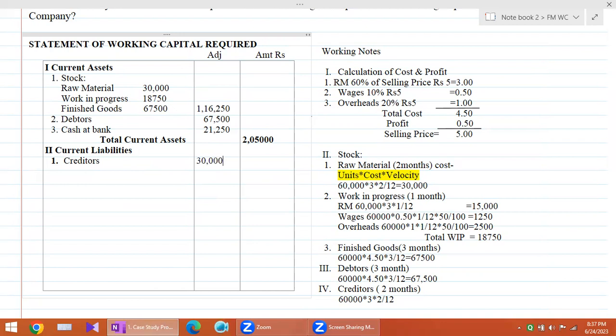And this comes to total. I'll go to the next column here. Total current liabilities, no other current liability. That's why how much is it? 30,000 only, same, right? So that 30,000, you are going to deduct it from 2,05,000.